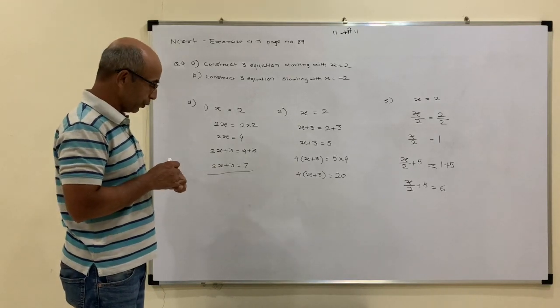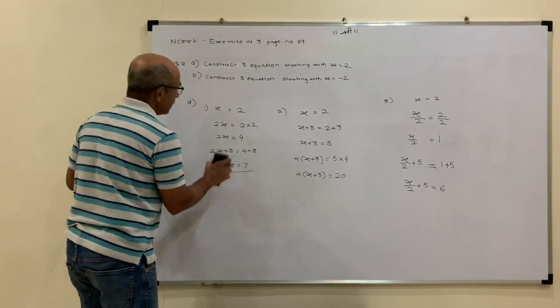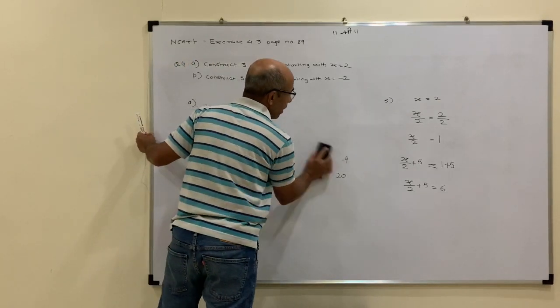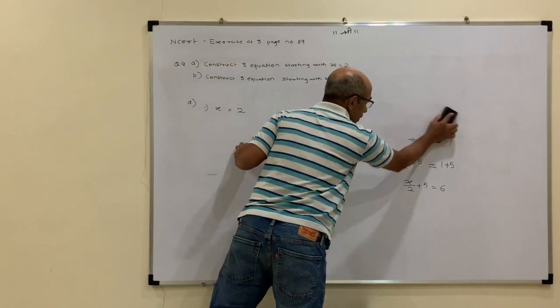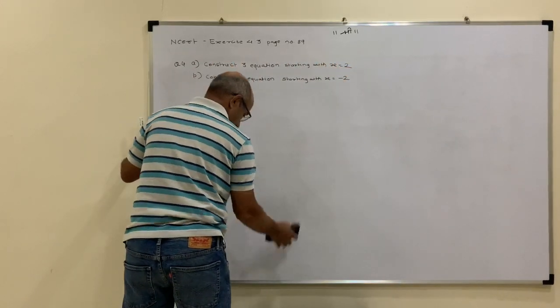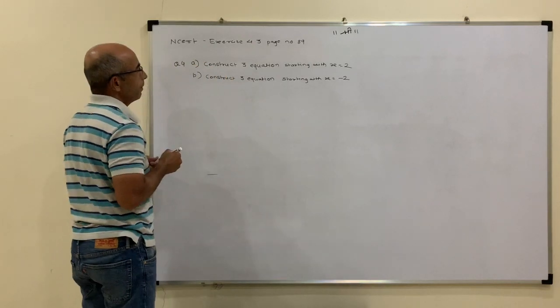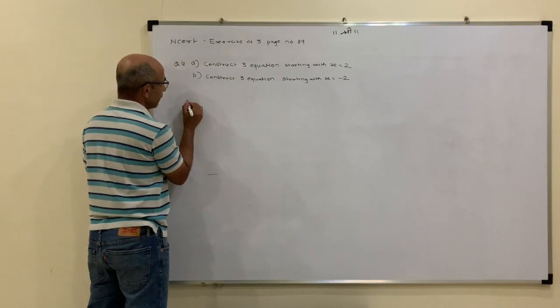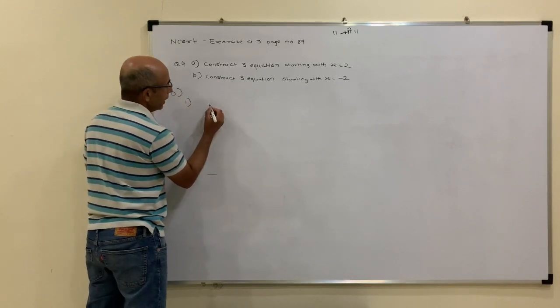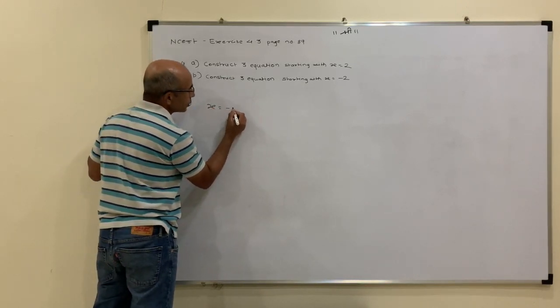Now we'll construct a similar kind of equation for our problem B. What they say in B is construct an equation. So my first equation I am constructing for problem B, x equals minus 2.